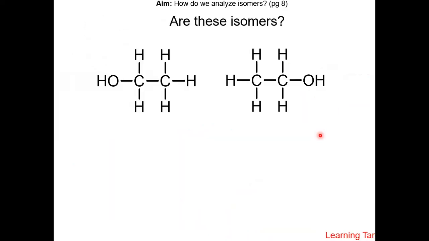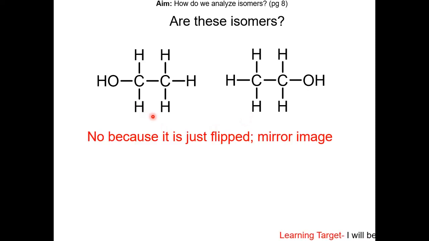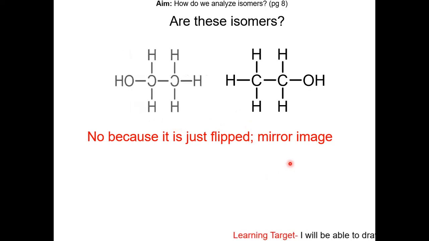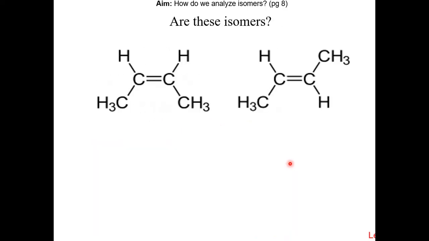Let's look at the next example. Are these two compounds isomers? The answer is no. They're the same molecule because it's just flipped. This is a mirror image. Let's look at the last example.